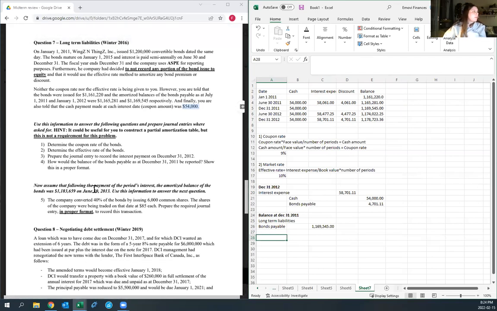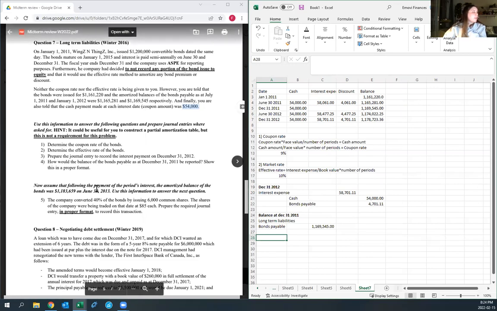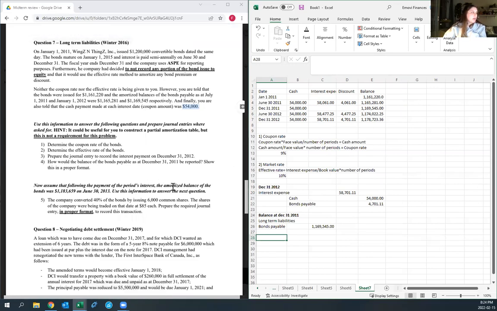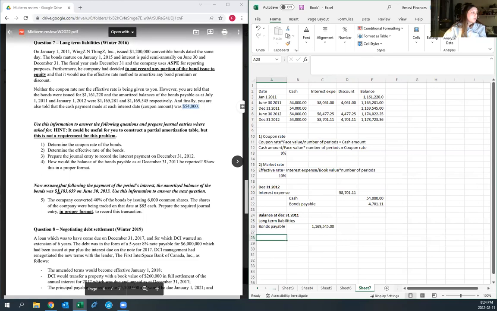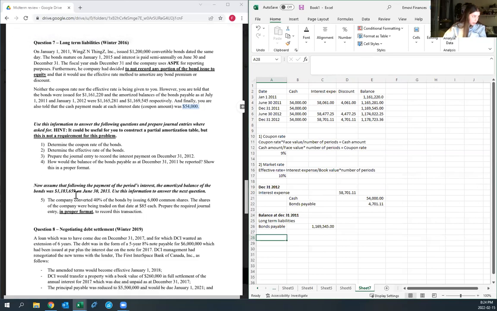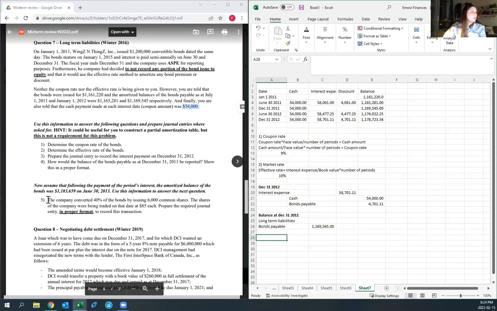Then part 5: assume that following the payment of the period's interest, the amortized balance of the bonds was 1,183,000 on June 30th, 2013. Use this information to answer the next question. The company converted 40% of the bonds by issuing 6,000 common shares. The shares were being traded on that date at $85 each. Prepare the required journal entry in proper format to record this transaction.